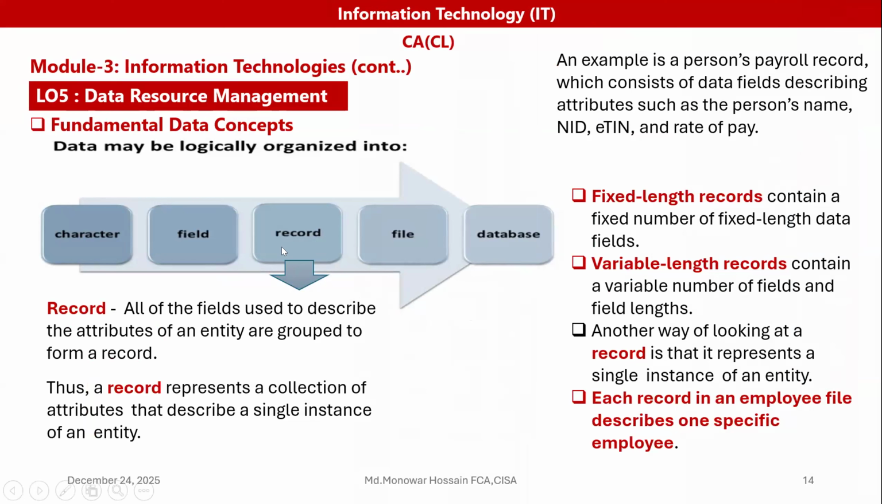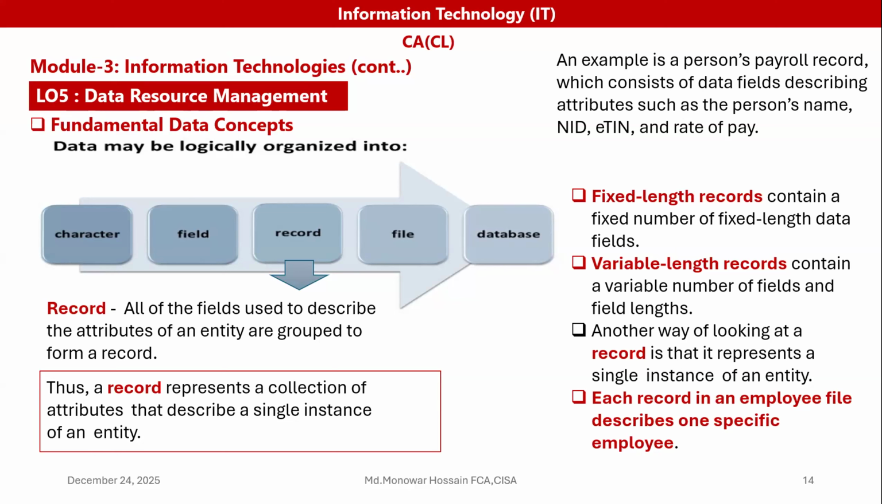Now the record. Within the field, we keep data that record all of the fields used to describe the attributes of an entity and group to form the record. A record represents a collection of attributes that describe a single instance of an entity. That can be a personal payroll record. If we see the payroll record, we're describing the person or employee's name, his or her NID, and pay structure, etc. within that record.